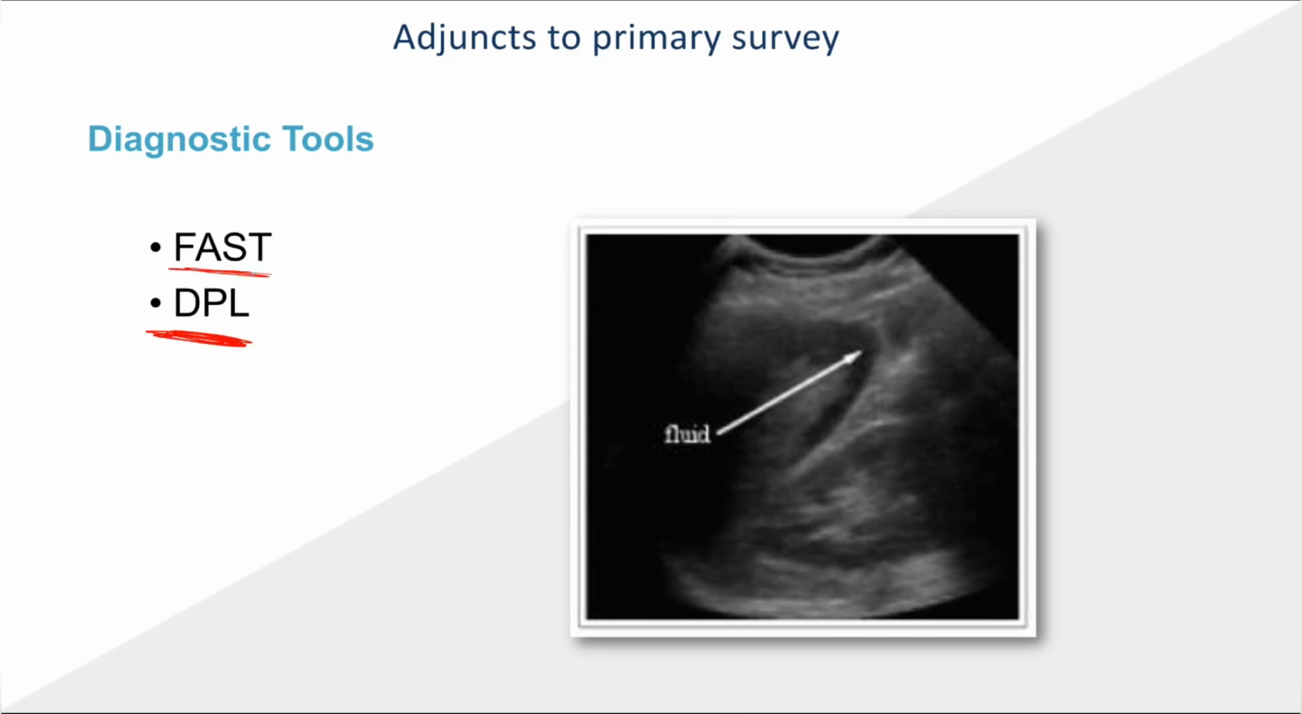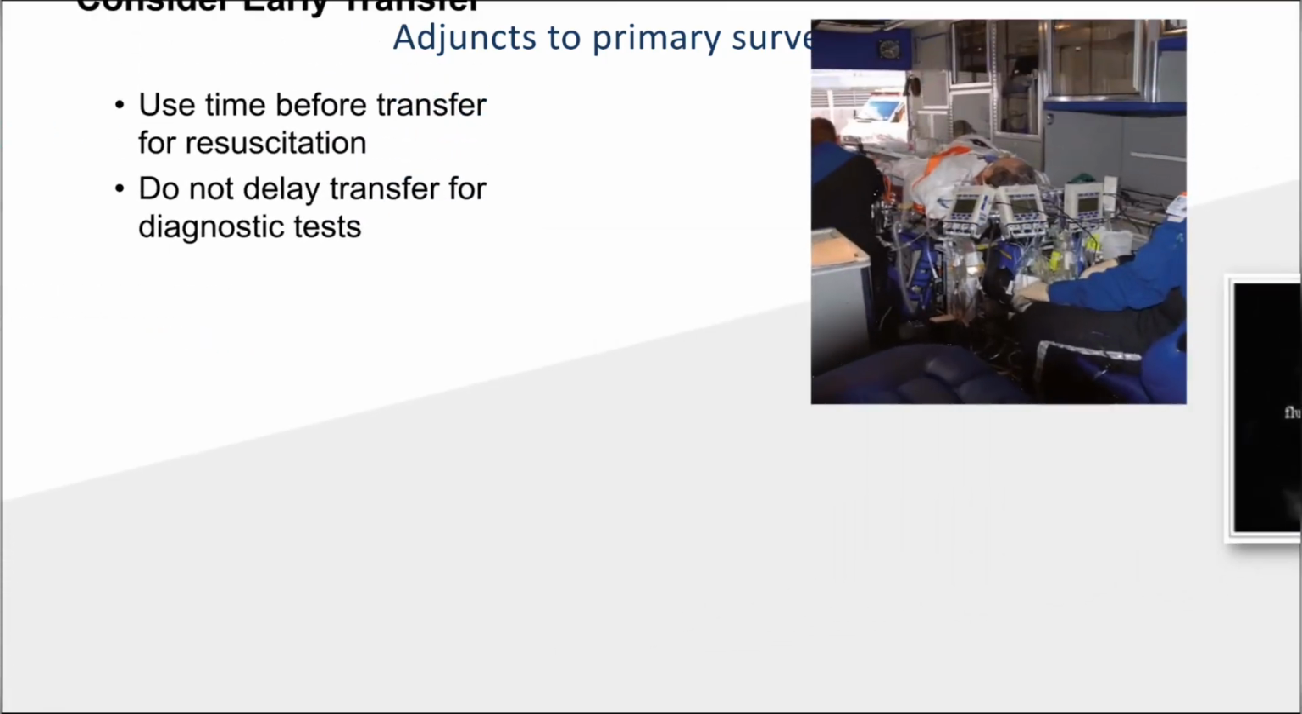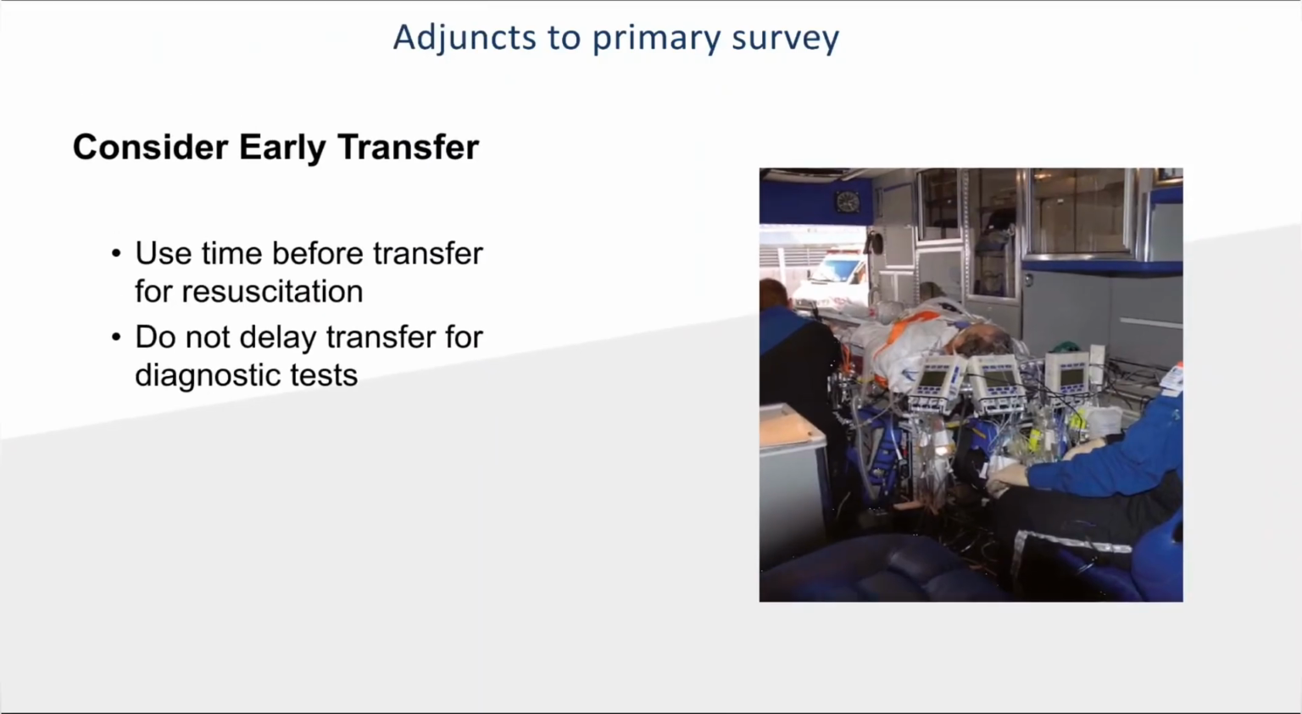Previously they were doing diagnostic peritoneal lavage. Nowadays they don't do it too much. Consider early transfer of the patient, especially if it is necessary to transfer a patient to where the capability is not available in your hospital. For example, there is no neurosurgeon and the patient needs brain surgery, so you transfer them. Do not delay transfer for simple diagnostic tests. For example, you send a patient for a wrist X-ray and the patient is having a very severe brain injury. So this is a fatal mistake.